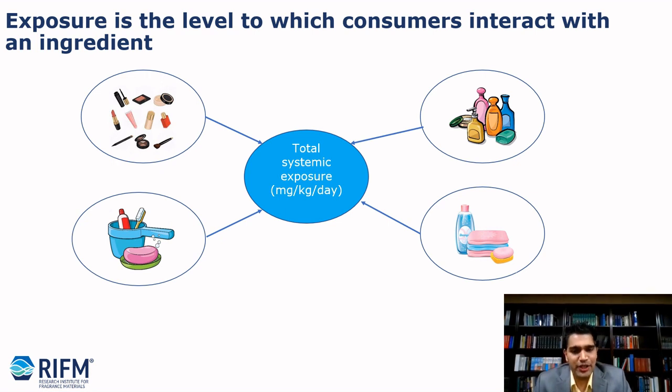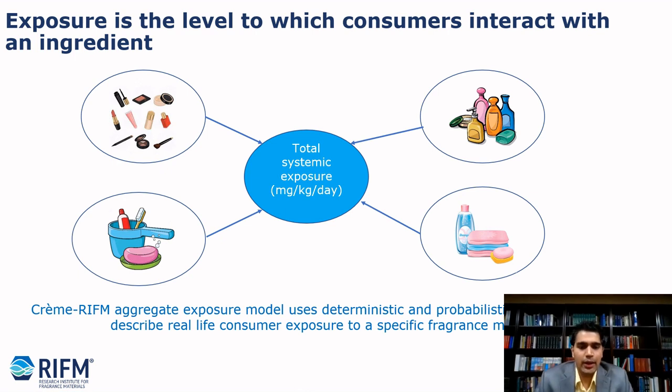And with all this information that we get from the model, we'll be able to determine total systemic exposure in mg per kg per day. That would be for systemic endpoint. We can do a similar thing for inhalation, where we can get inhalation exposure as well. And as already mentioned earlier, the RIFM aggregate exposure model will use deterministic and probabilistic exposure to describe real-life consumer exposure to a specific fragrance ingredient.